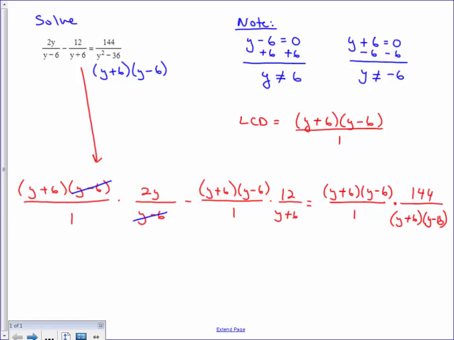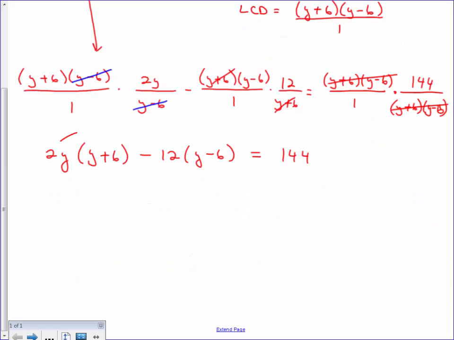So in the first term, the y minus 6's would cancel. I'd be left with a 2y and a y plus 6. The 2y would need to be distributed later, so I'm going to put the 2y in front of the y plus 6. On the next term, we notice we have a minus. We're going to cancel the y plus 6. That would leave me with a 12 and a y minus 6, so write the 12 in front and then the y minus 6 at the back. On the right side, all the denominator cancels, and so it leaves us only with the 144.